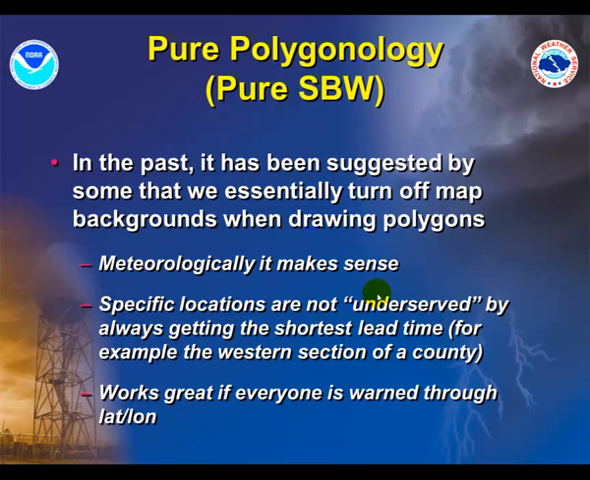So if you live on the west edge of a county in a county warning area where people cut their polygons off at the county borders, you know that you typically get the lowest lead time as the polygons are then issued downstream. And it also works great if everyone is warned through latitude and longitude.